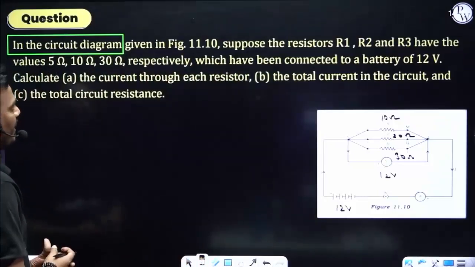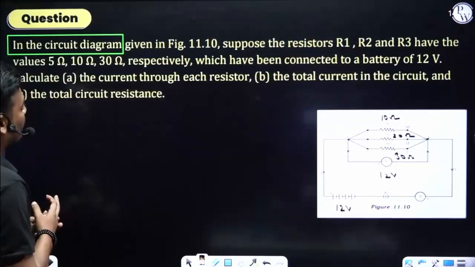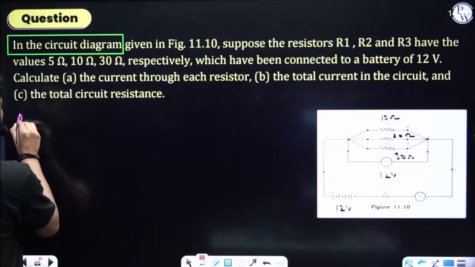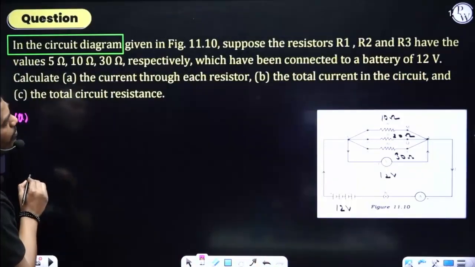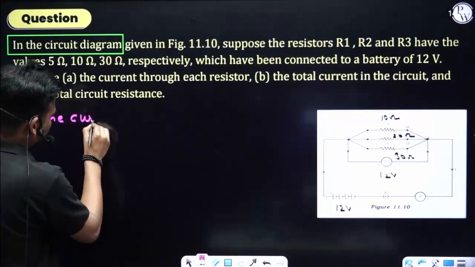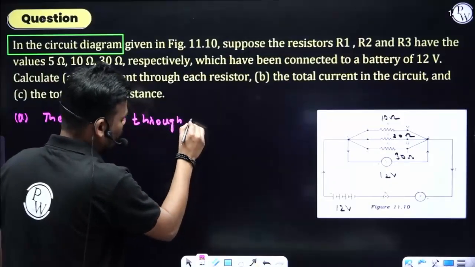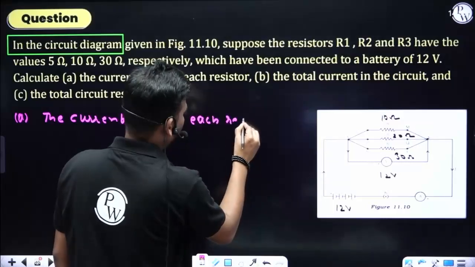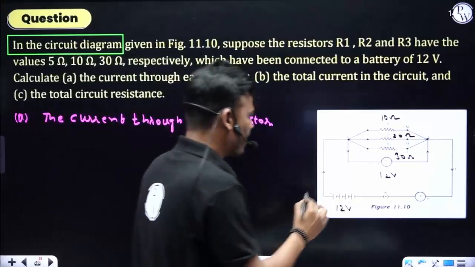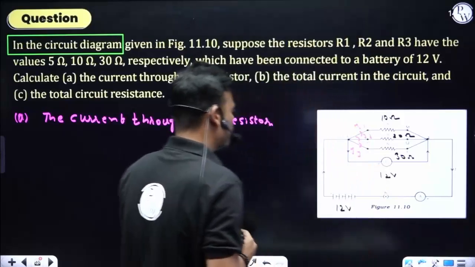Calculate: first, the current through each resistor. B, the total current in the circuit. And C, the total circuit resistance, means total resistance of the circuit. Let's consider the first one: current through each resistor. For example, if I denote the currents as I1, I2 and I3, first let me consider I1.